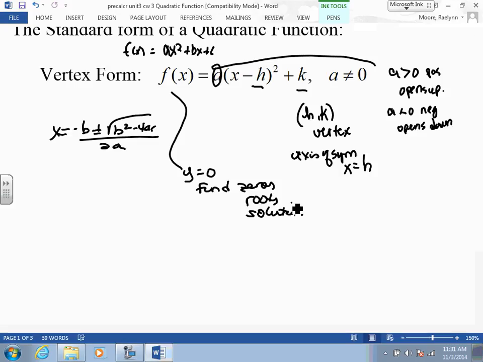Do you guys remember doing that at all in Algebra 2? Using this form? Which first one?